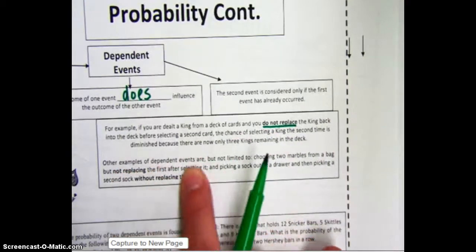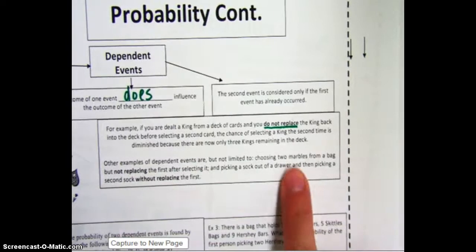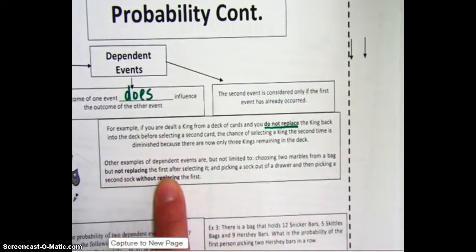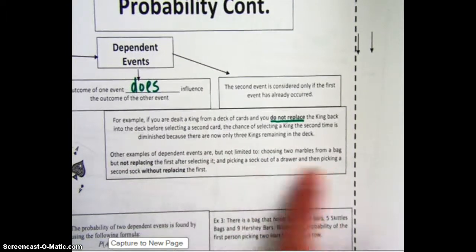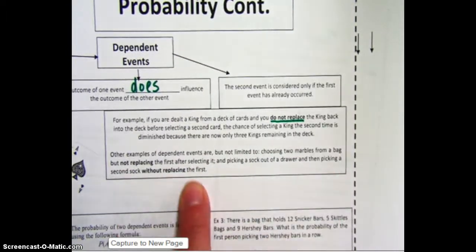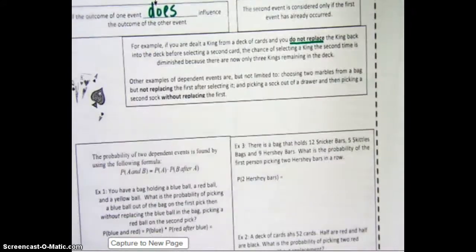Other examples of dependent events are, but not limited to, choosing 2 marbles from a bag but not replacing the first after selecting it, and picking a sock out of a drawer and then picking a sock without replacing the first one. So see how it changes? Every time you pull one, it's going to be different for the second one.